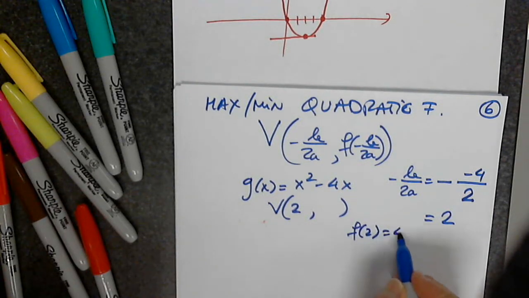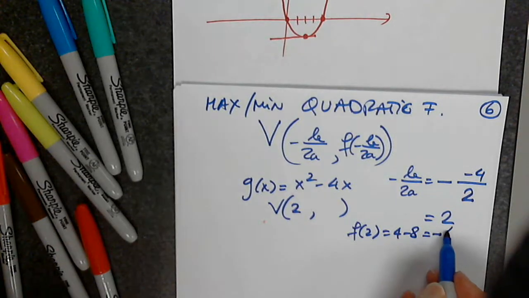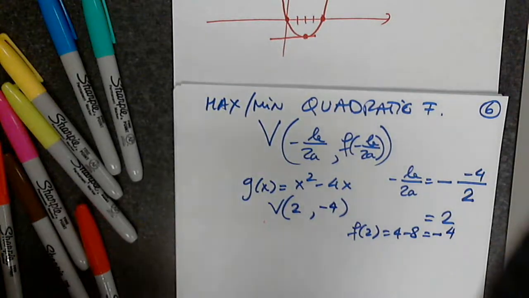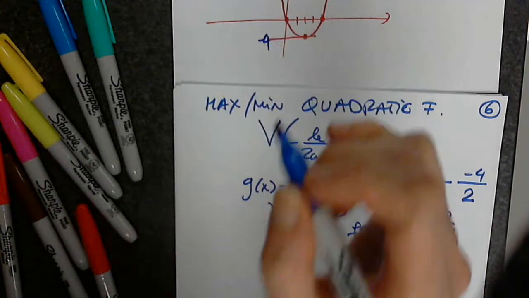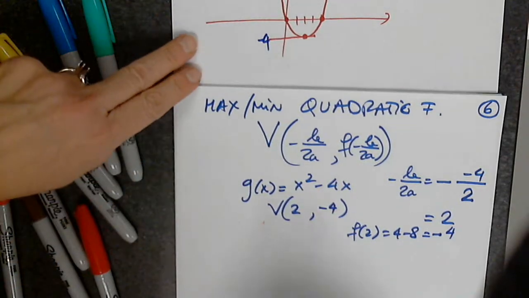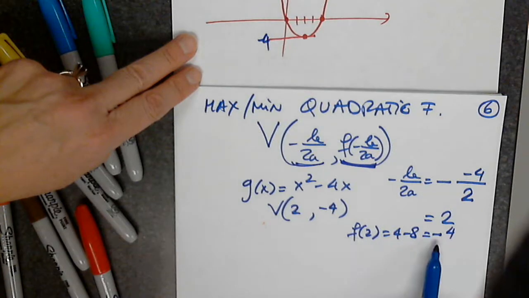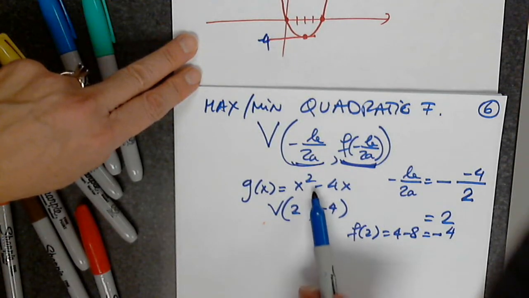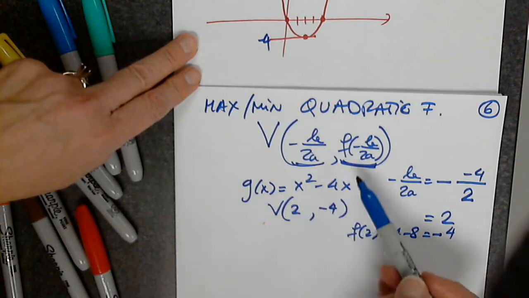F of 2 is 4 minus 8, which is? Very good. So now, if this is 2, in order to determine this value, I have to find F of 2. 2 squared is 4, minus 4 times 2, which is 8. 4 minus 8, negative 4. So then the vertex is 2, comma, negative 4.